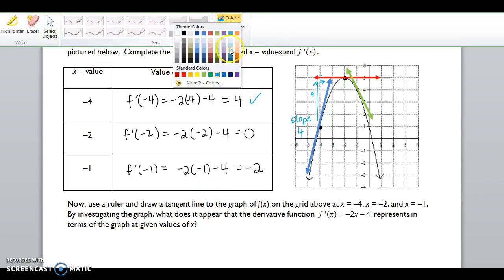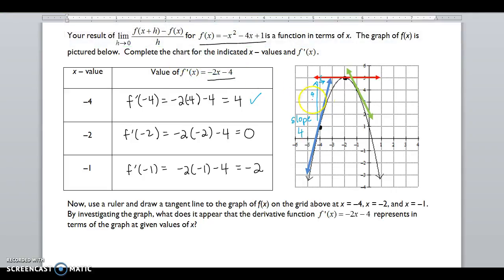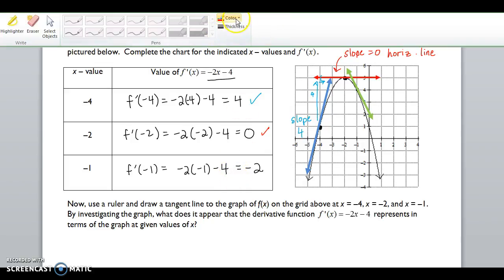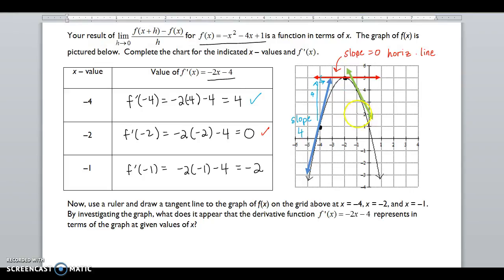If we look at x equals negative 2, you can see this slope is just 0. You can tell that the slope is 0 because it's a horizontal line. That's the definition of a horizontal line. It has no slope, so the y value doesn't change at all. That does match up with our answer, by the way. And the last one at negative 1, we can see our slope goes down 2, right 1. And so that slope is negative 2, which again matches up with our answer.